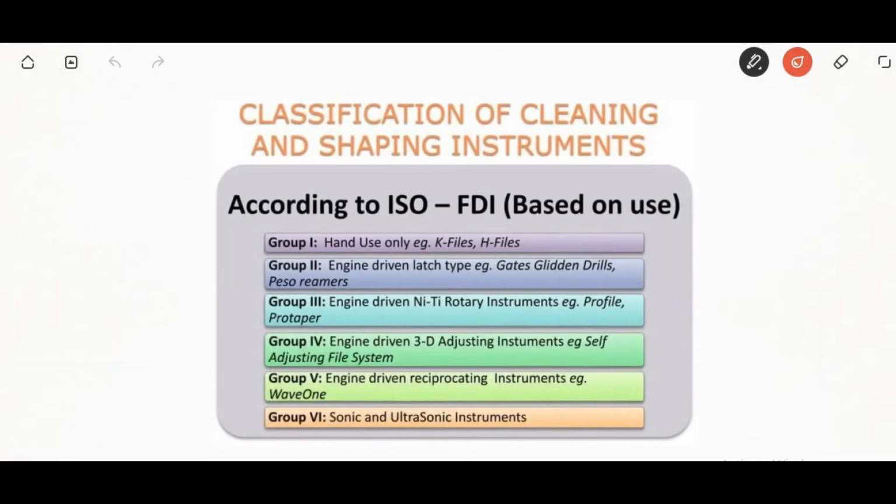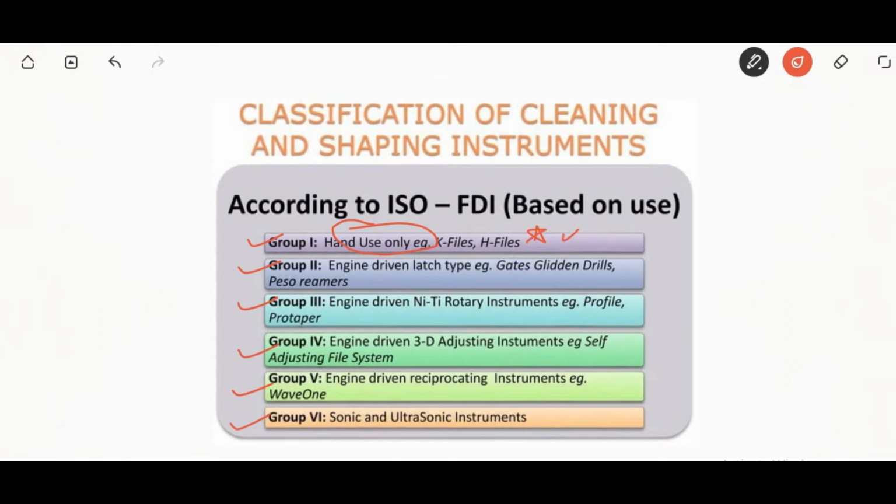Another classification is the ISO FDI classification. The FDI grouped the root canal instruments according to their method of use into four groups: Group 1, Group 2, Group 3 and Group 4. What are the Group 1 instruments? The Group 1 instruments are hand use only. The examples are the K and H files, reamers, and broaches.